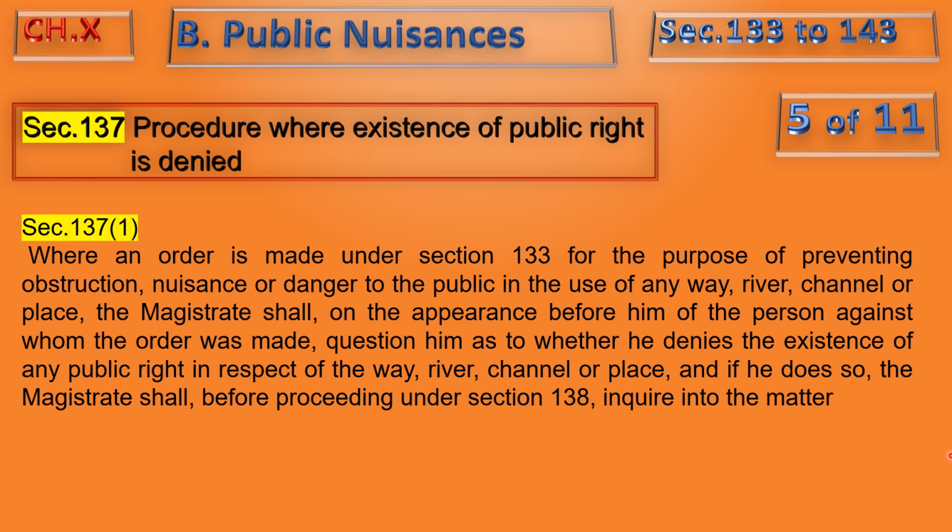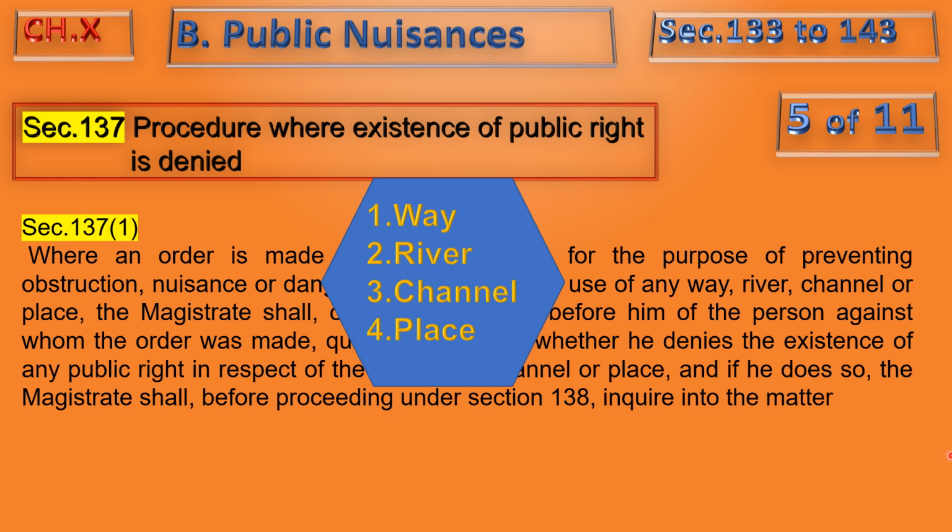So basically, section 137 subsection 1 says a magistrate inquiry will be done when the person denies any such nuisance, obstruction or danger to the public in the use of the four things that the section is talking about. The four things are way, river, channel or place.